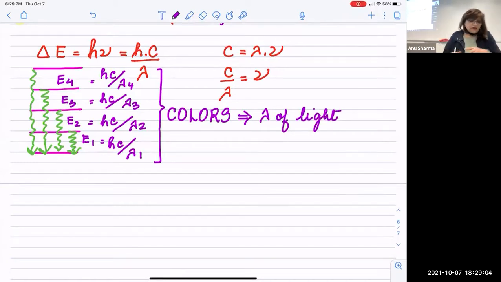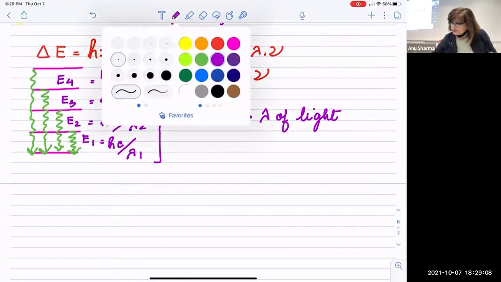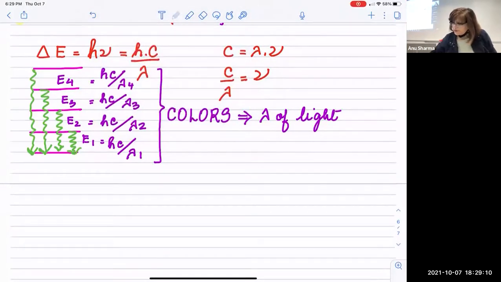Okay, all right, let's say now there are two types of spectrum. Spectra are like the fingerprint of the metals. So it's called spectra.